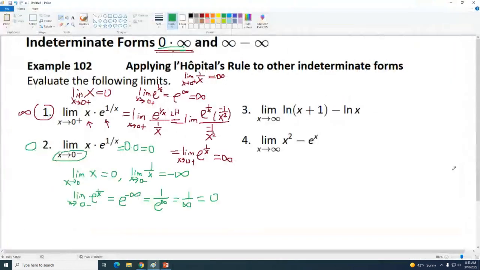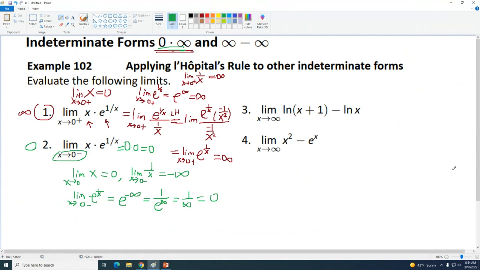And we also have 3 and 4. 3 and 4 is different from 1 and 2. They are the infinity minus infinity case. So how do we solve this kind of question? Normally, for most of the L'Hopital questions, the approach is to convert it to a division. So that's the difficult part.